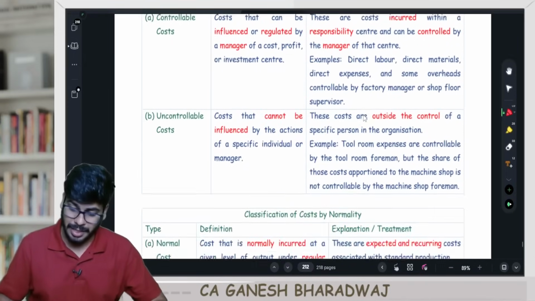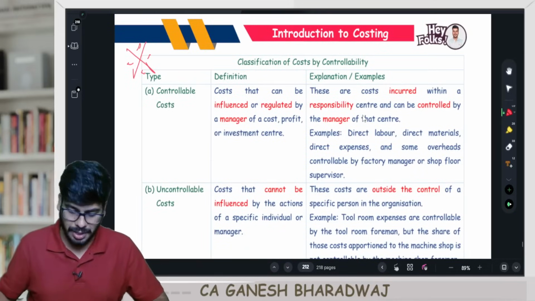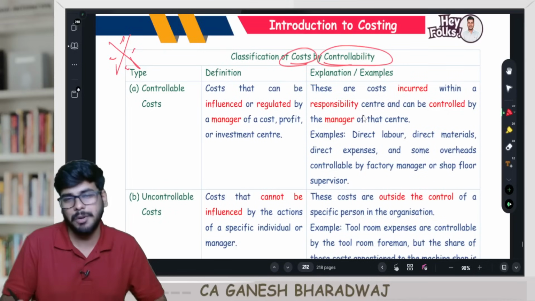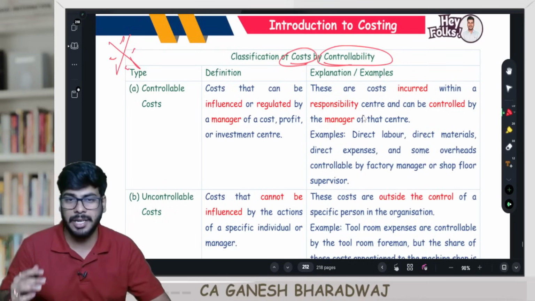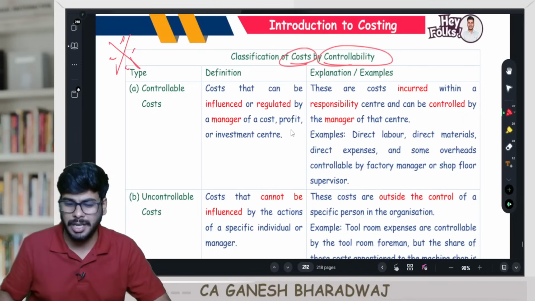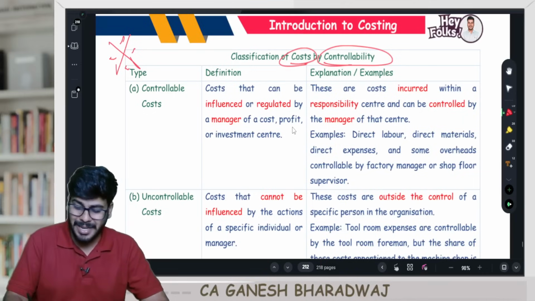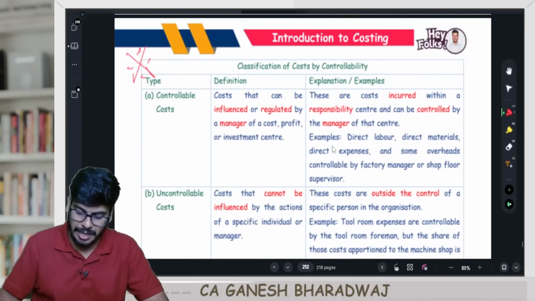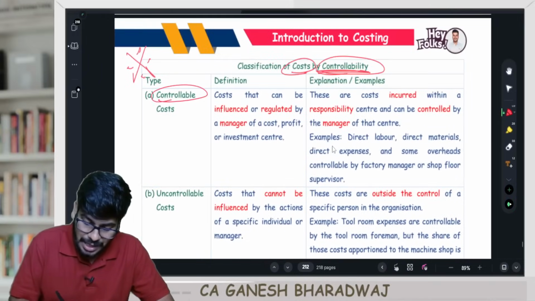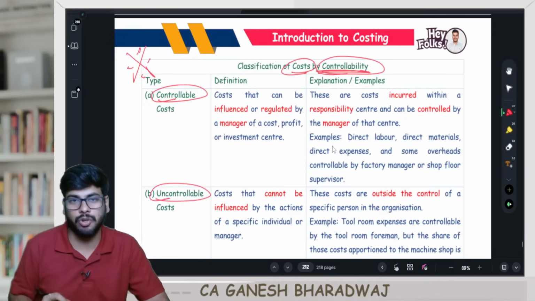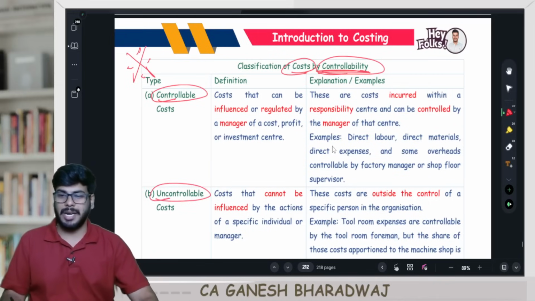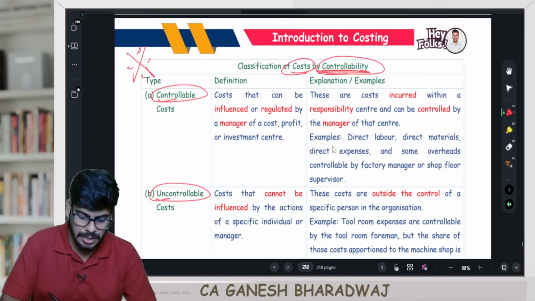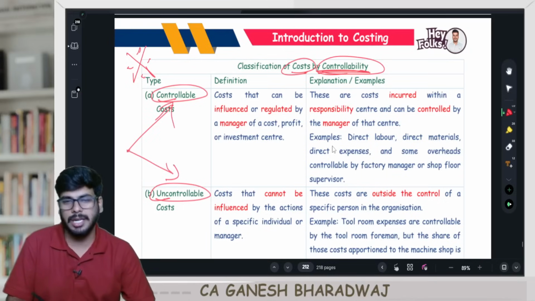Okay, one more thing we have here. This is also one more important thing: classification of costs on the basis of controllability. This is another important theory concept that generally gets tested. Now, based on the nature of controllability, costs can be classified as either controllable costs or uncontrollable costs. Sir, what is the difference between controllable cost and uncontrollable cost?